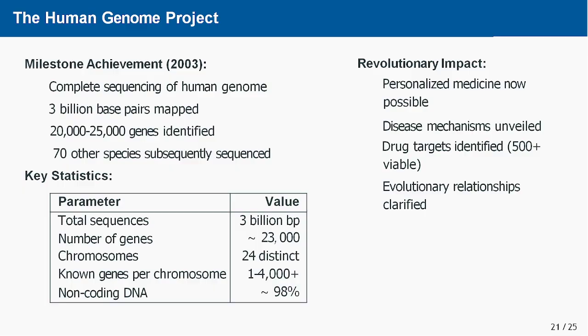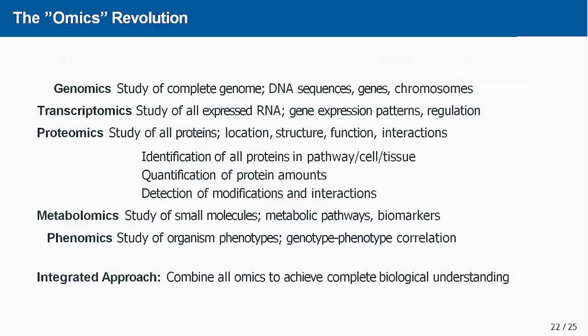The Human Genome Project. These are the milestones achieved in 2003. The complete sequence of the human genome of 3 billion base pairs was mapped. 22,000 to 25,000 genes were identified. 17 other species were subsequently sequenced, and this will revolutionize personalized medicine, which is possible now. Then disease mechanisms were unveiled, drug targets identified, about 50 plus viable, and evolutionary relationships were clarified.